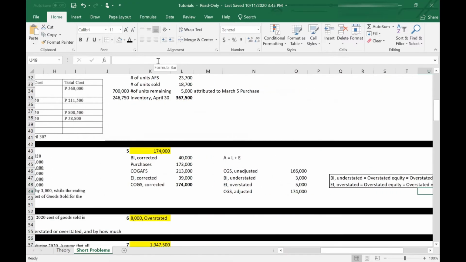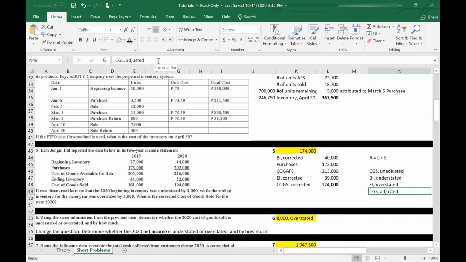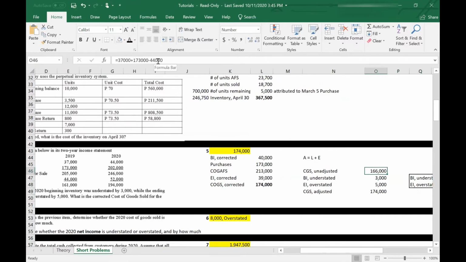So how do we do the shortcut? You first get the unadjusted CGS. It's 166,000.